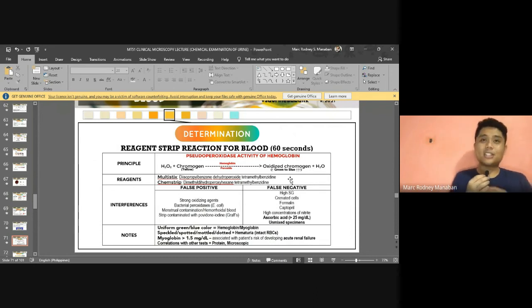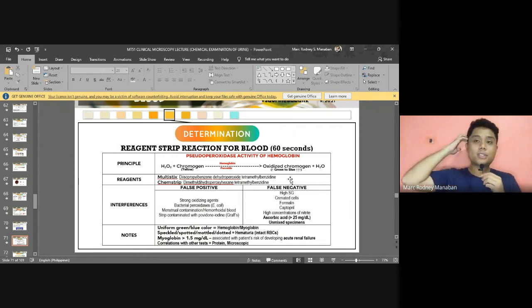Ascorbic acid, of course, is a reducing agent, alright. So therefore, same with glucose, it cancels out the peroxidase or oxidase function. So therefore, false negative, okay. But at least your strips have been modified, so only high concentrations of ascorbic acid, greater than 25 mg per dl, will interfere. So they raised the threshold, greater than 25 mg per dl.